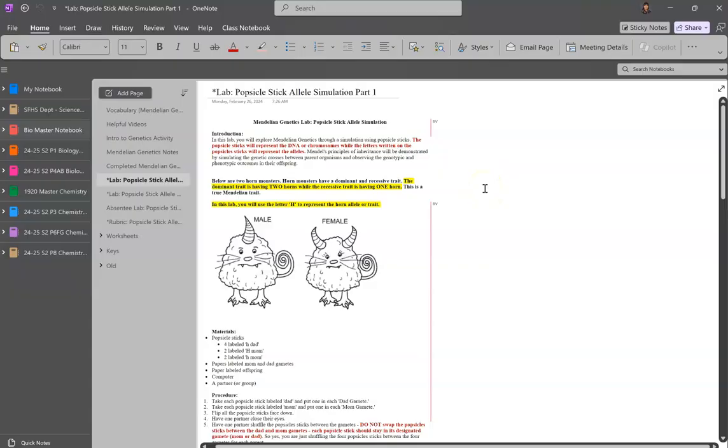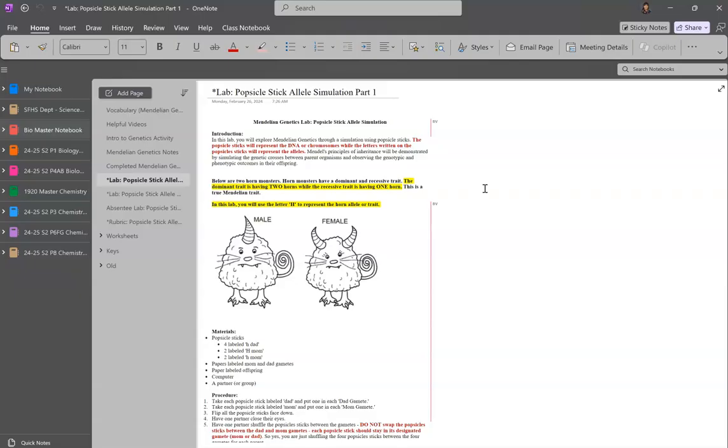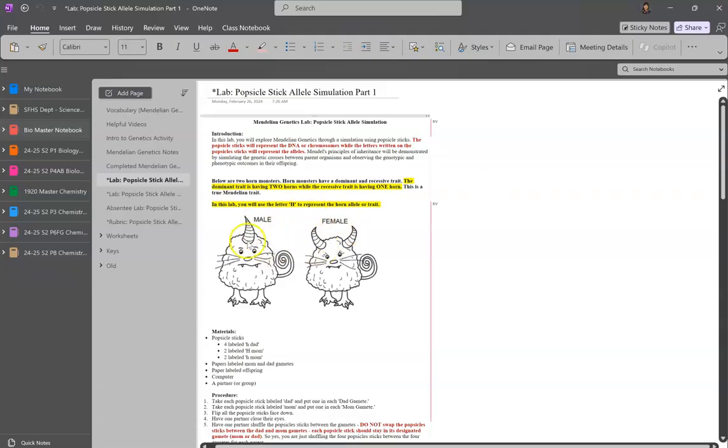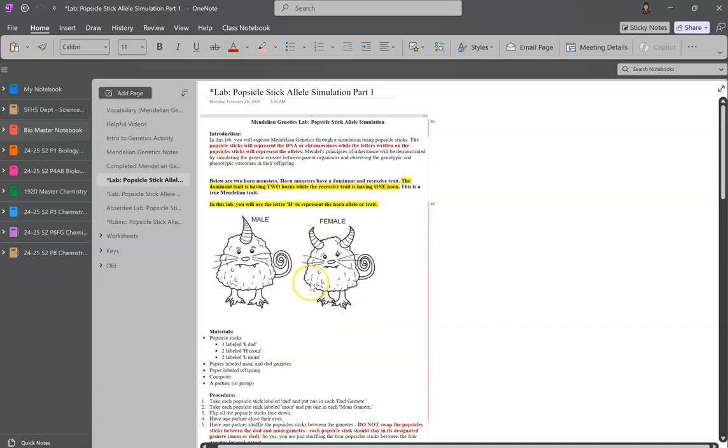So in the first part, you had popsicle sticks that represented DNA or chromosomes, and they had letters written on them, which represented the alleles. Remember, an allele is a variation of a gene, and the gene that we were focusing on was the trait for horns. And there were two alleles that we had, 2 horns and 1 horn. And these were the parents.